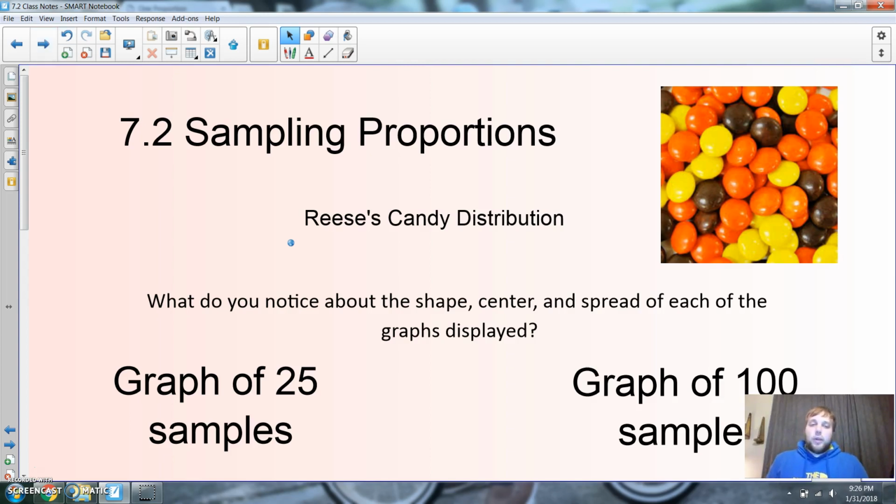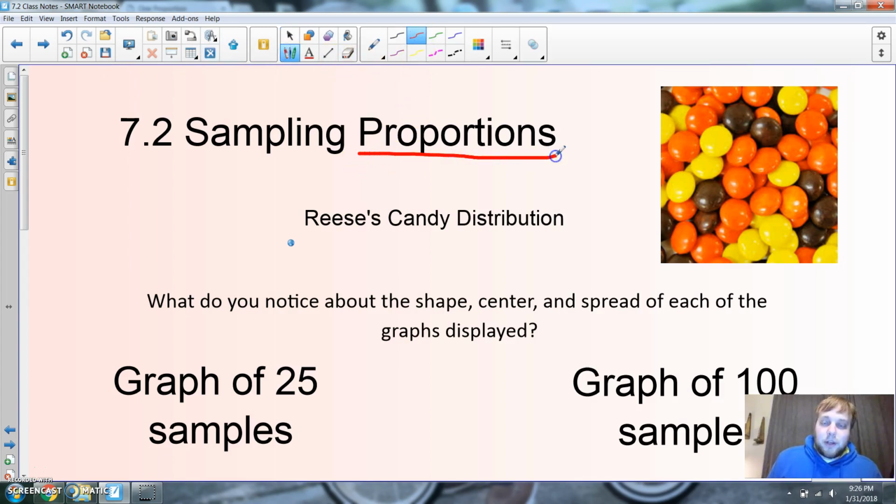7.2. We are sticking with proportions, all right? Remember, we deal with two types of problems with inference. We deal with means, and we deal with proportions. And pretty much from here on out, the first section will always be proportions. The next section will be about means. So 7.2 is on proportions. 7.3 is about all means, so averages.